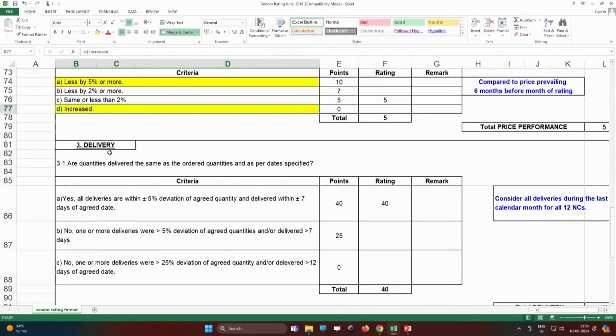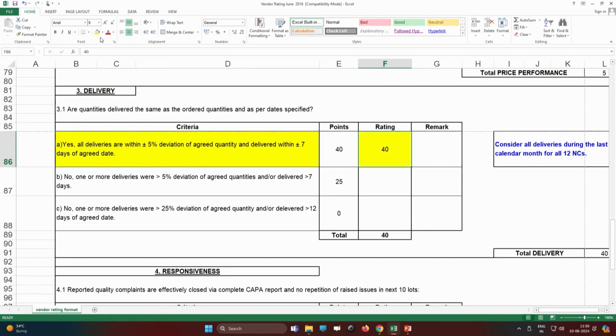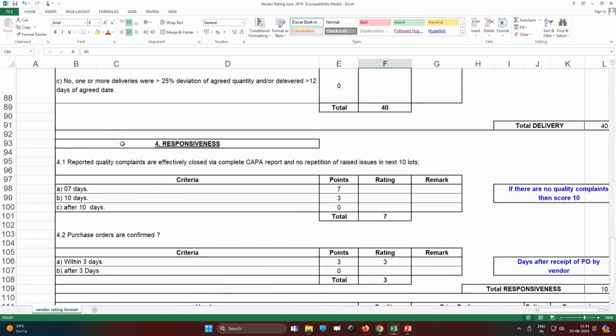Then delivery. Related to delivery, whether you are receiving all the deliveries within plus minus 5% deviation or 7% deviation, 1 or 2 days here and there. You can see the highest priority is given here to the delivery, right? 40 marks. If you are delivering on time, you will get 40 marks, right? So delivery is very important.